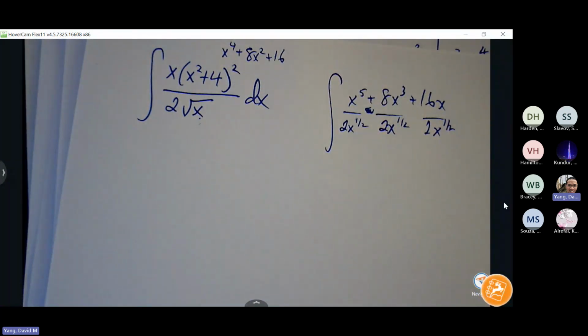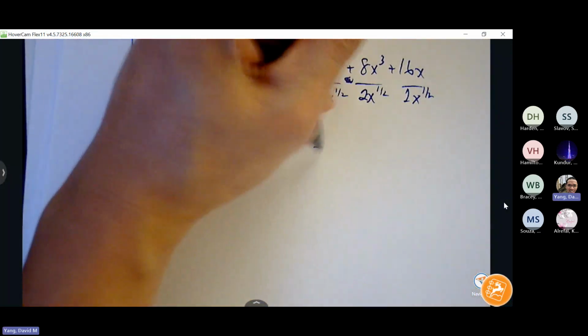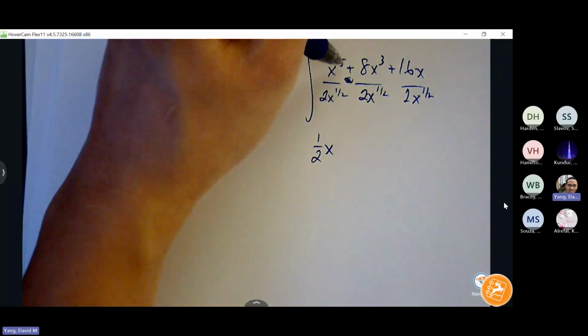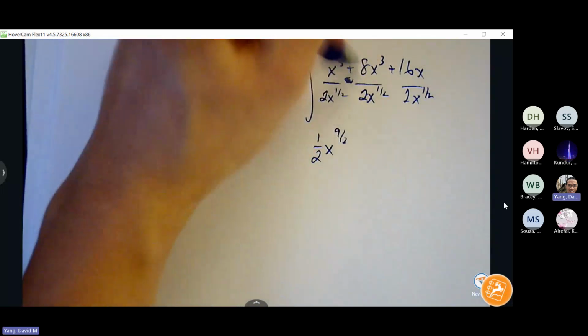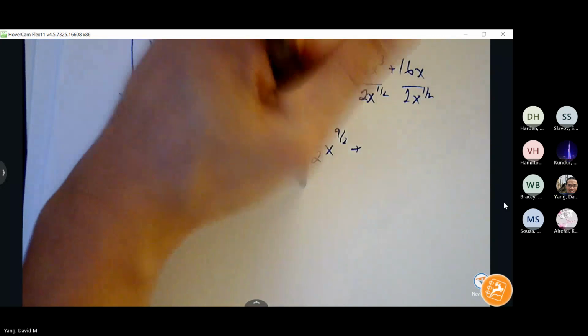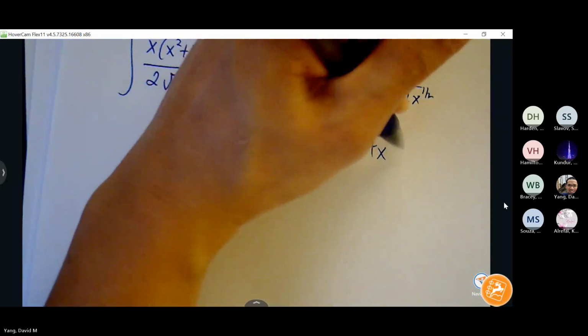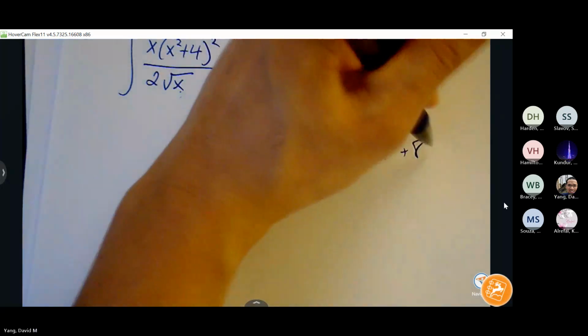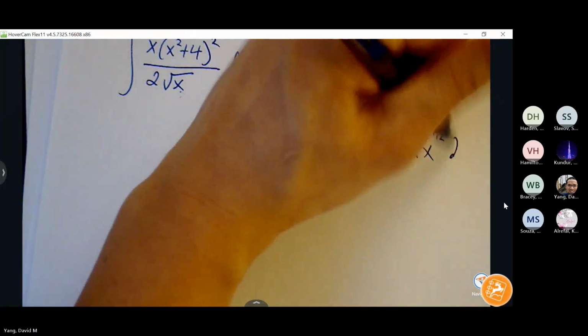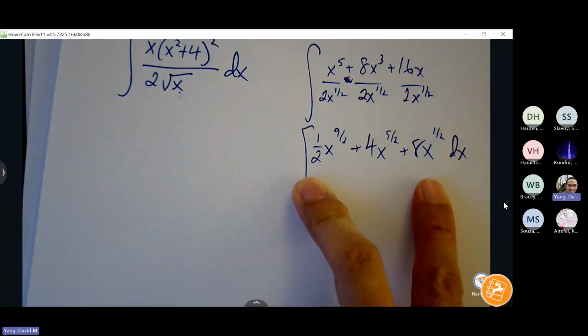So either bring 1/2 out for each, or I can reduce for each. This one will be 1/2 x to the 9/2. This can just already reduce, so 8/2 is 4. And then this can reduce. And then do a power rule here.